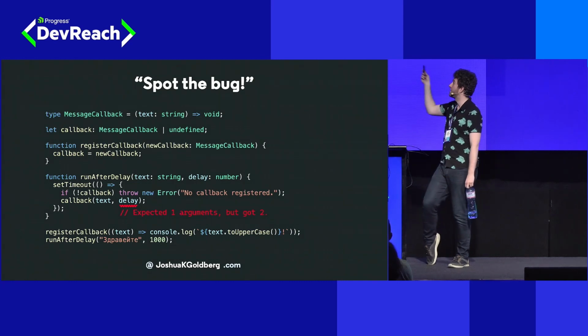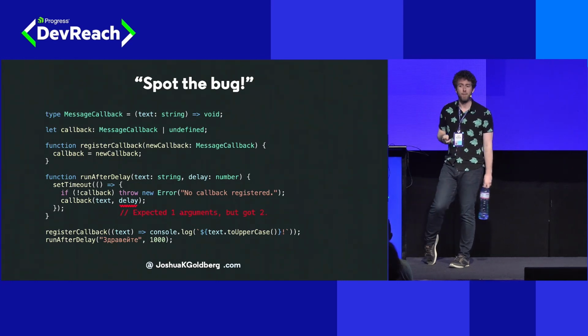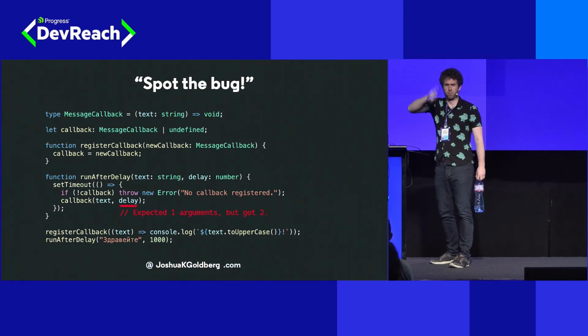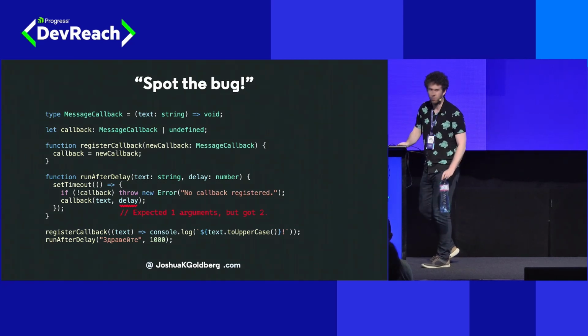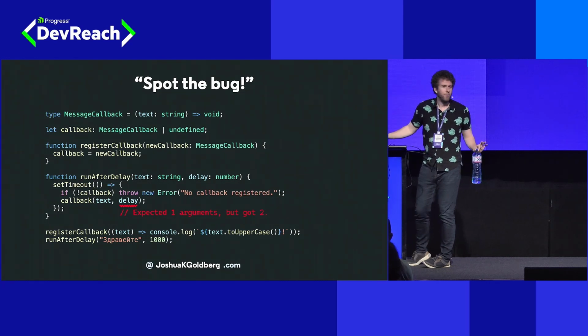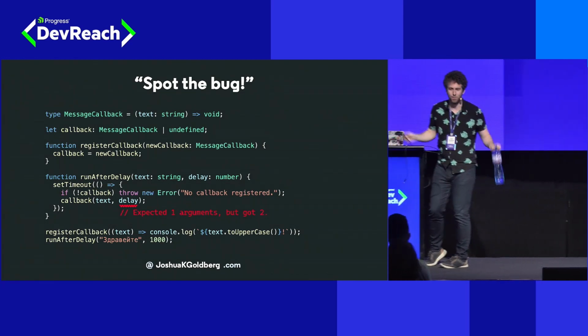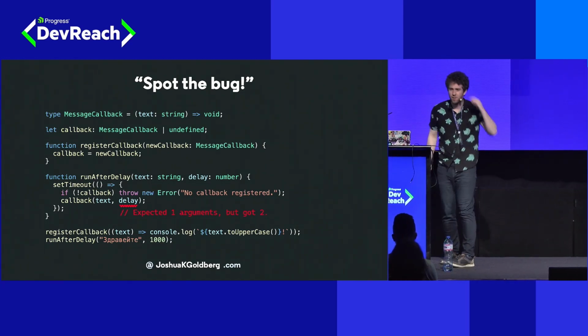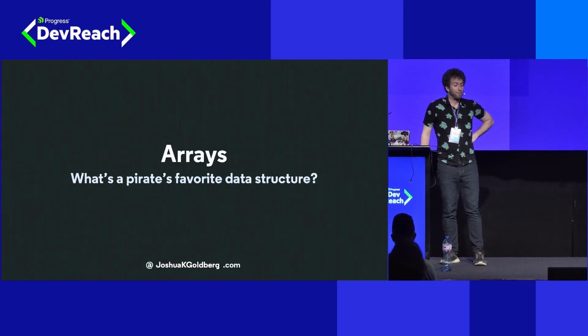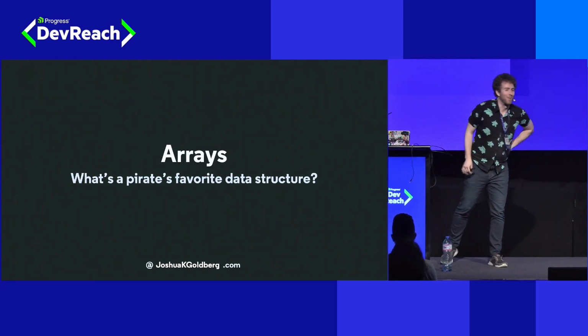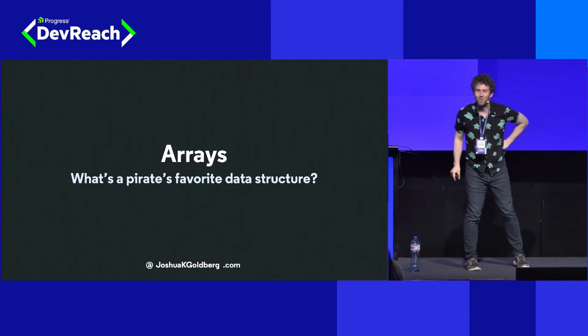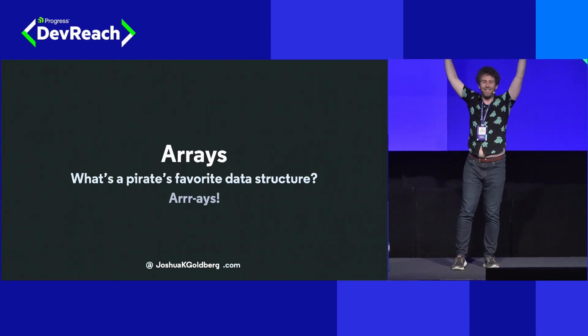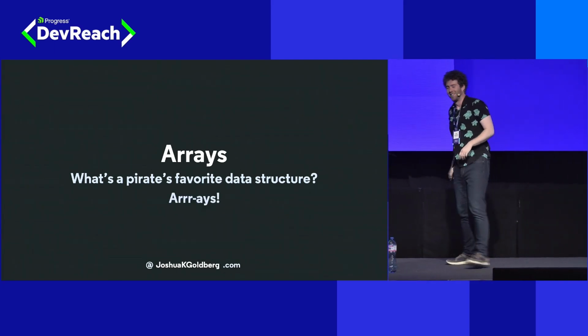Fun fact about set timeout in JavaScript, you don't actually have to pass in the number for it, but it's real weird if you don't. It just runs it immediately-ish, but not super immediately. Find me afterward if you want to talk about the async event loop in JavaScript and Node.js. It's wild. Anyway, what's a pirate's favorite data structure? You heard this yesterday. You know this. Arrays! Thank you. I love it.